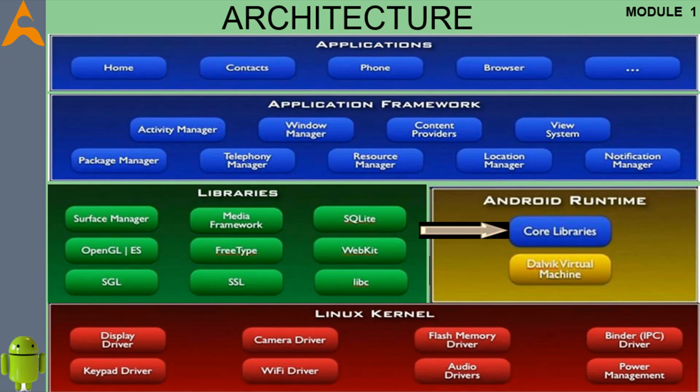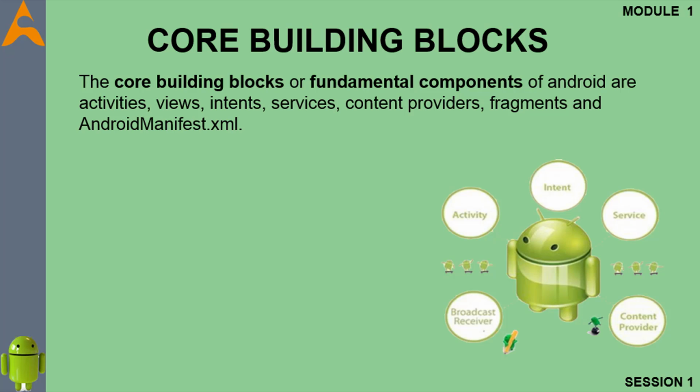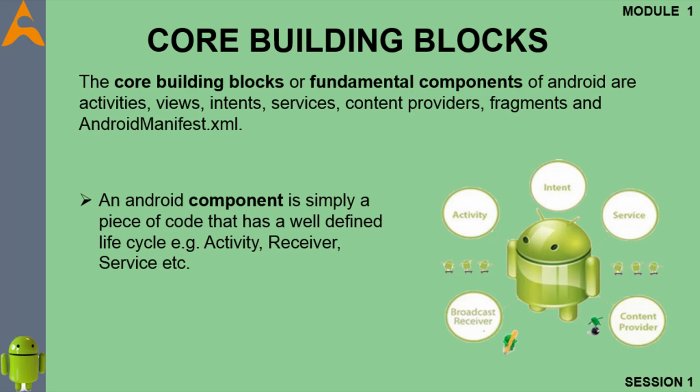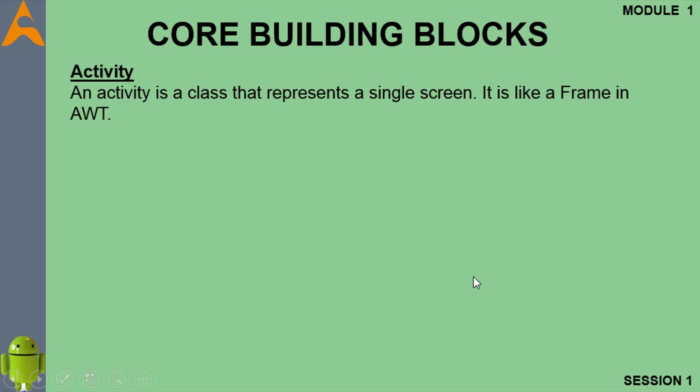Now let's have a look at Android core building blocks. The core building blocks or fundamental components of Android are activities, views, intents, services, content providers, fragments, and AndroidManifest.xml. An Android component is simply a piece of code that has a well-defined life cycle, like activity, receiver, service, etc. Now let's discuss all the components in brief.